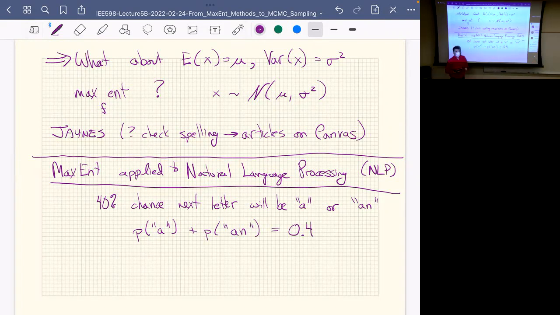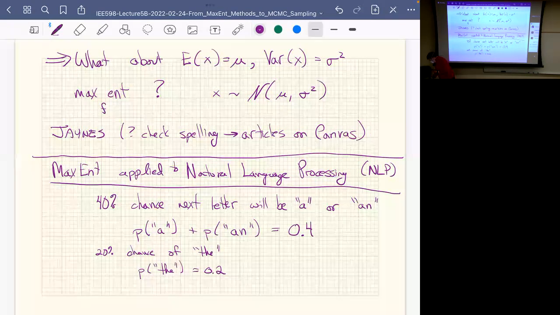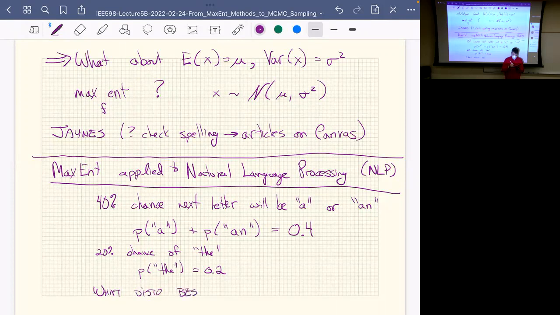Then I might say, well, other articles might be possible. So I might have a 20% chance of "the" being the next word. So I add another constraint where the probability of "the" is 20%. Those are the constraints that I know of here, and any other word will be what's left over. So the question is: what is the right distribution? What distribution best models the next word?